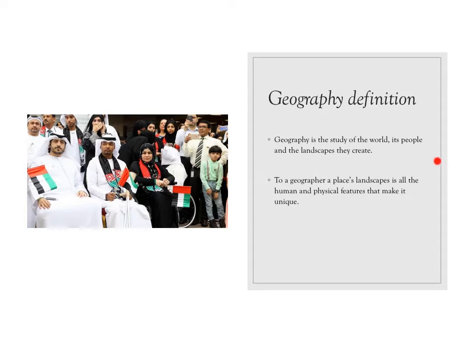Geography actually is the study of the world, its people, and the landscapes they create. Keep in your mind, to a geographer, a place's landscape is all the human and physical features that make it unique. So again, geography is the study of the world, its people, and the landscapes they create. What is a landscape? The landscape is related to all the human and physical features that make that place unique, or special, or different.